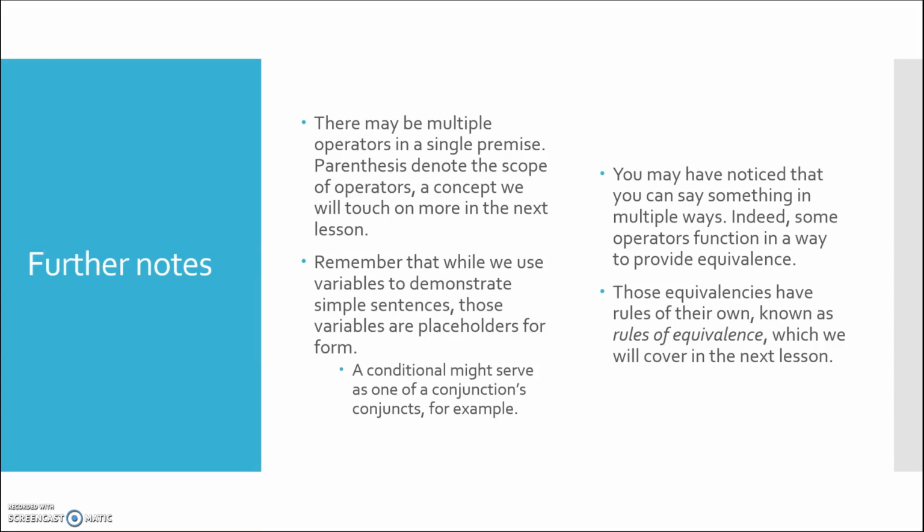A few further notes. You can have multiple operators in a single premise. We will show you in a future lesson how to use parentheses to denote what the scope of the operators are. So, like I said, a concept we'll touch more on in the next lesson. It might be helpful to remember that while we use variables to demonstrate simple sentences, those variables are placeholders for form. A conditional might serve as one of a conjunction's conjuncts, for example.